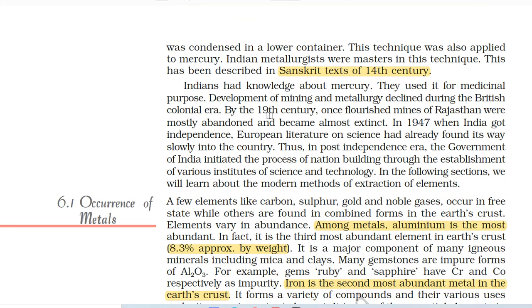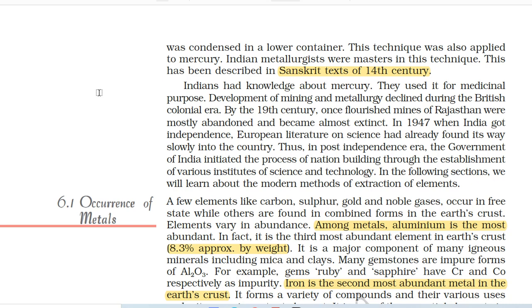This technique was also applied to mercury. Indian metallurgists were masters in this technique. This has been described in a Sanskrit text of the 14th century. Indians had knowledge about mercury. They used it for medicinal purpose.